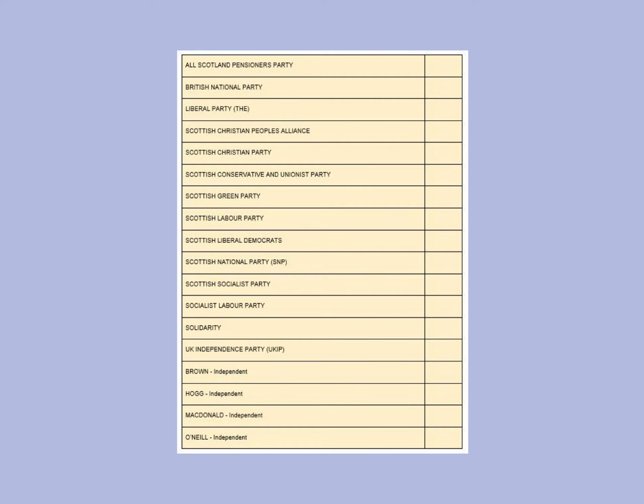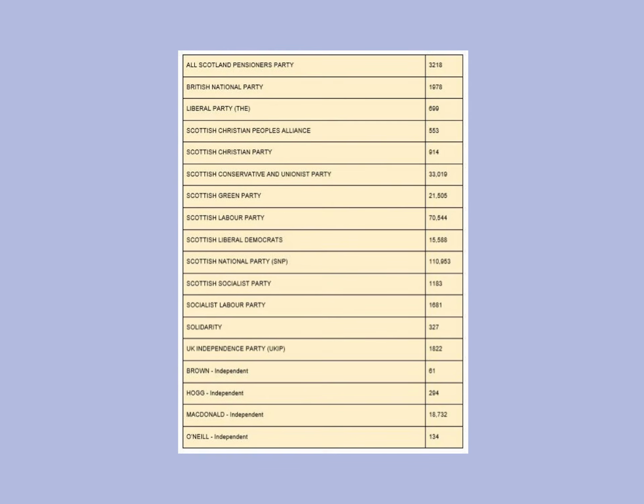On the regional list for the Lothians in 2011, voters had 14 different political parties and 4 independent candidates to choose from. And here's how many votes they all got. So how do these regional votes get shared out?